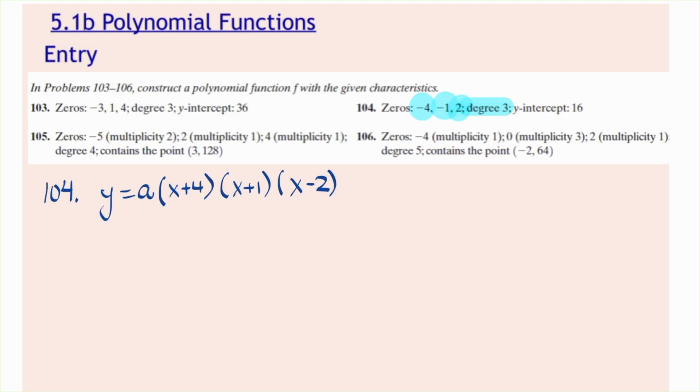Now it says it has a y-intercept of 16. So what I'm going to do is evaluate this at the point (0, 16), so I can solve for a and find what a would need to be given a y-intercept of 16. So I'm going to plug in 16 for y and 0 for x.